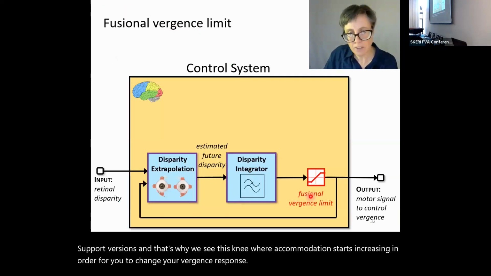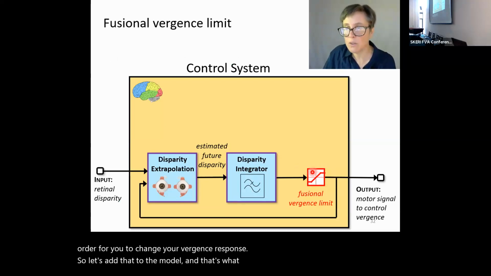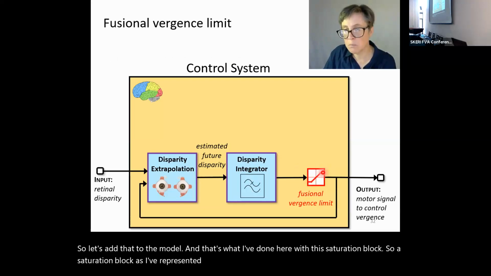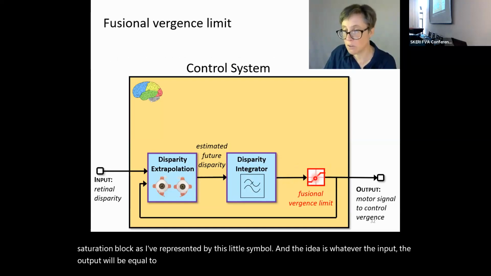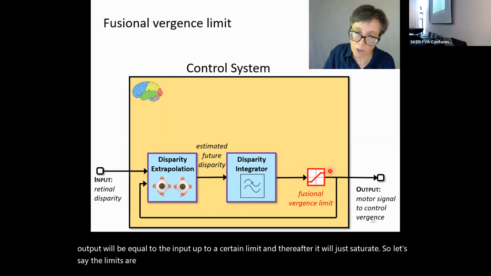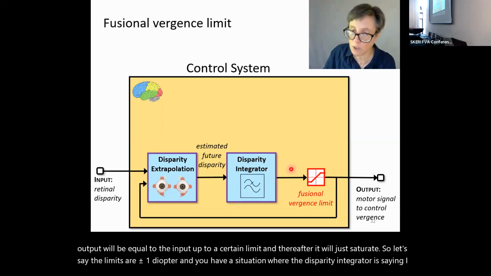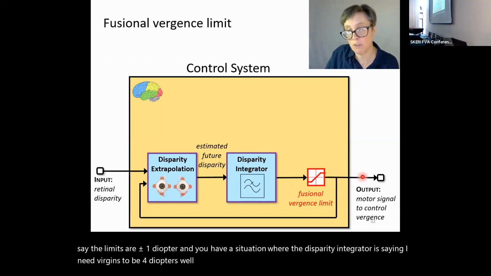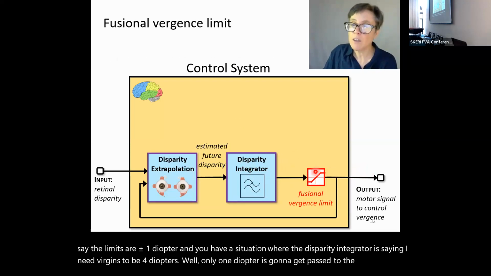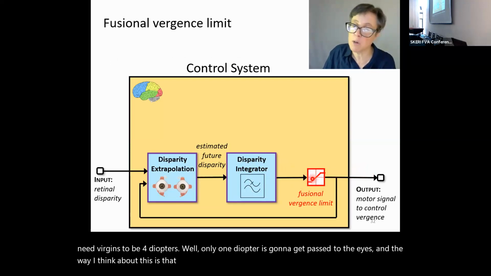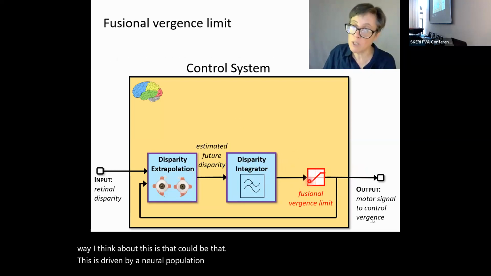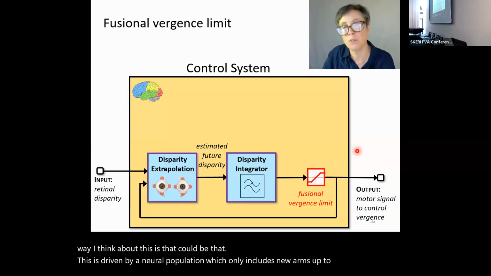So let's add that to the model. That's what I've done here with this saturation block. A saturation block, as I've represented by this little symbol, means that whatever the input, the output will be equal to the input up to a certain limit, and thereafter it will just saturate. Let's say the limits are plus or minus 1 diopter, and you have a situation where the disparity integrator is saying I need Vergence to be 4 diopters. Well, only 1 diopter is going to get passed to the eyes. The way I think about this is that it could be driven by a neural population which only includes neurons up to plus or minus 1 diopter, perhaps.